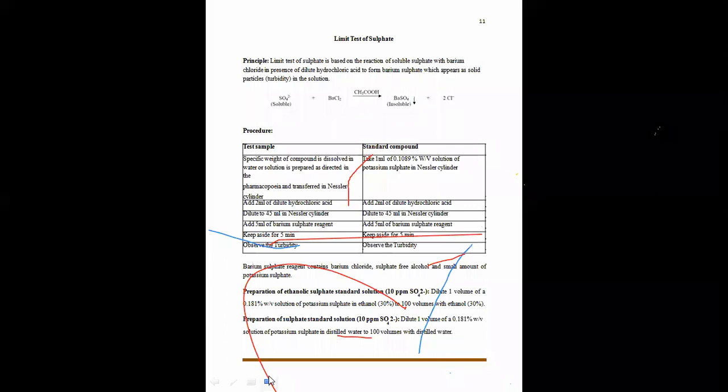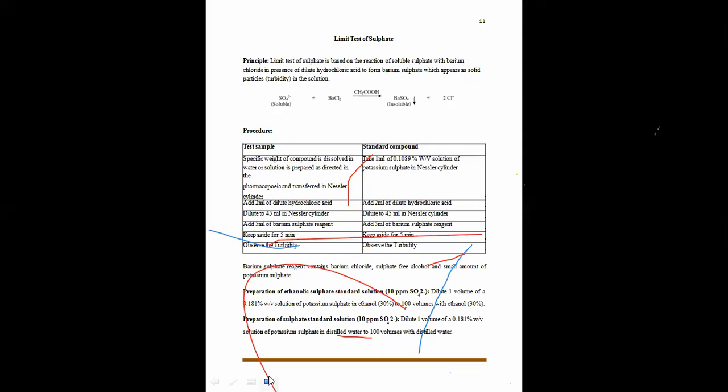Now our second limit test is the limit test of sulfate. In the morning itself we discussed that potassium bromide contains sulfate ion as an impurity. So there may be other solutions also which contain sulfate ion impurity. Now, how are we going to determine the limit for the presence of sulfate ion in the solution?